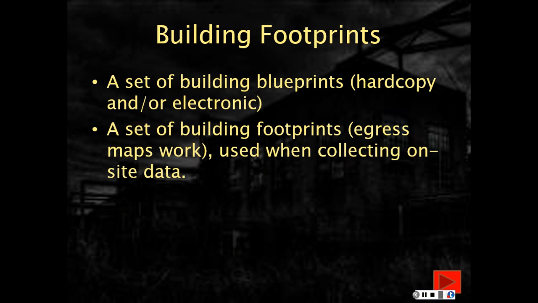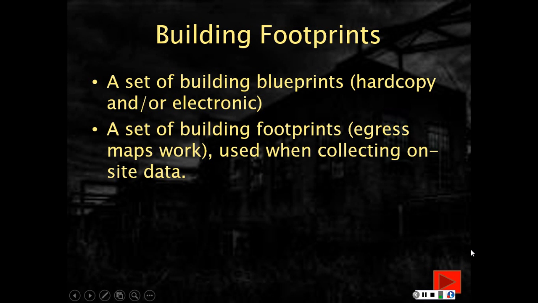The next thing that's important to have before going out and starting an energy audit is a set of blueprints, hard copy or electronic, and then a set of building footprints in a small version, such as egress maps or maps that are used in the building to understand how to leave the building when there's a fire. These smaller footprints are excellent to use when going out and collecting data on site.